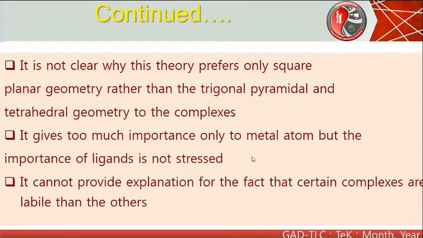It does not clearly explain why this theory prefers only square planar geometry rather than tetrahedral geometry of the complexes. It gives too much importance only to the metal atom, but the importance of ligands is not stressed. It cannot provide an explanation for the fact that certain complexes are labile compared to others.